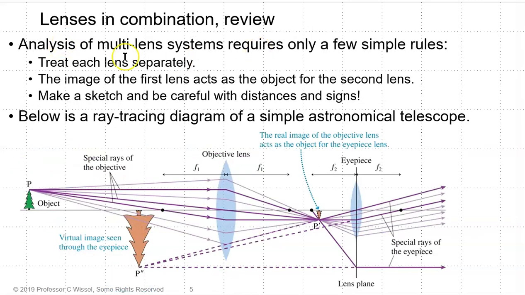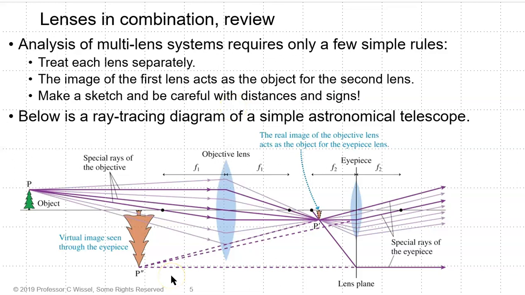When you have multiple lenses, you treat each lens separately. Do it in order of the light path. So the first lens that sees the light path, the one you want to analyze first, and then the second one. The image of the first lens acts as an object for the second lens, and you can make a sketch and be careful with distances and signs. Be very careful with distances and signs, and make absolutely sure you convert all the numbers into the same units.